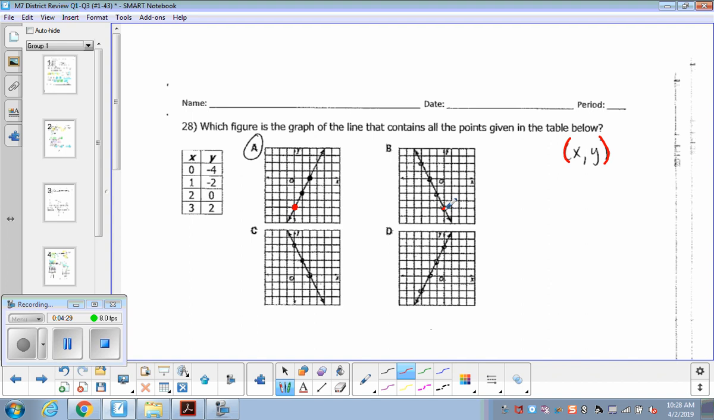B, from the origin, I move down 4, there it is. C, if I move down 4 from the origin, that knocks out answer choice C. And here, if I move down 4 from the origin, that's going to knock out answer choice D. So we've got A and B. Now let's go for 1, negative 2. We're going to move over 1, down 2 from the origin. Over 1, down 2. I see it there in green. It's not on this line, so that knocks out B. So we know it's got to be A.